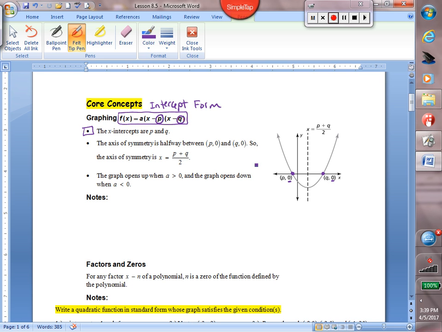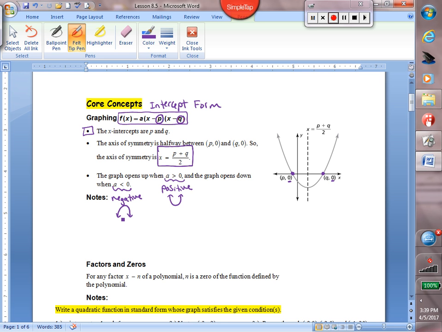The axis of symmetry is going to be halfway between those intercepts. The easiest way to find that axis of symmetry then is to add the X-intercepts together and divide by 2. Same as it has been for vertex form, standard form, and now intercept form. If that A value is positive, our graph opens up. If our A value is negative, our graph is going to reflect and it will open down.